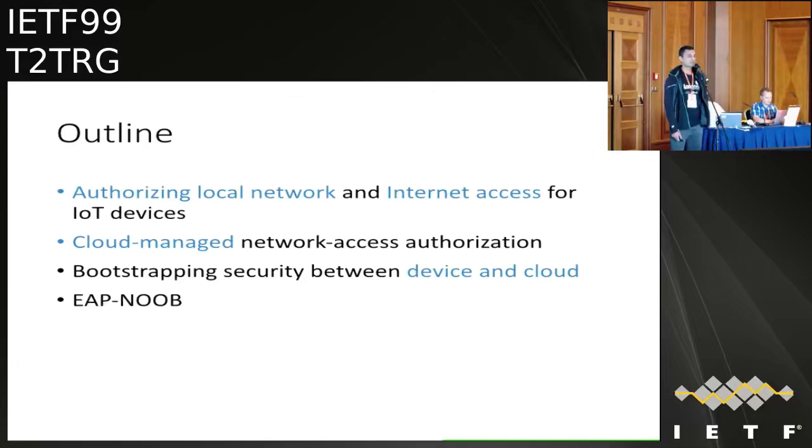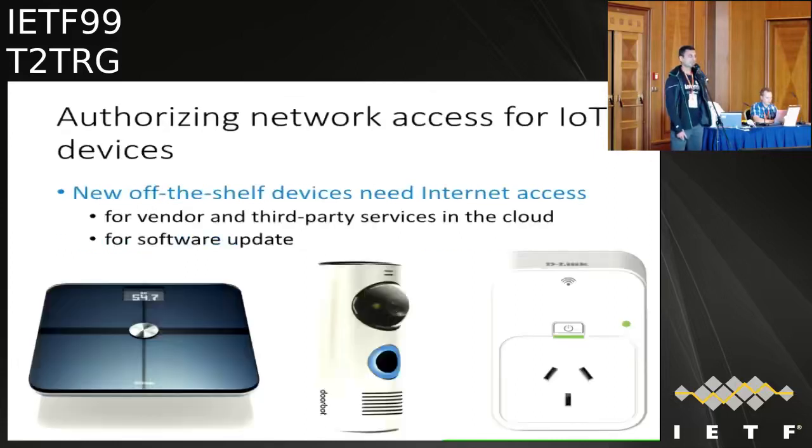So what does authorizing network access for IoT devices mean? It just basically means once I have a new IoT device, how do I authorize it to connect to my local network and to the internet? Why would these devices need to connect to the internet? Well, they would possibly use some vendor or third-party services. So I have this Wi-Fi weighing scale at home, and it keeps a log of my weight and BMI and then recommends me a diet plan.